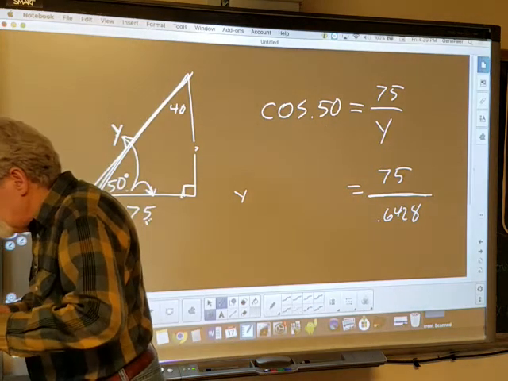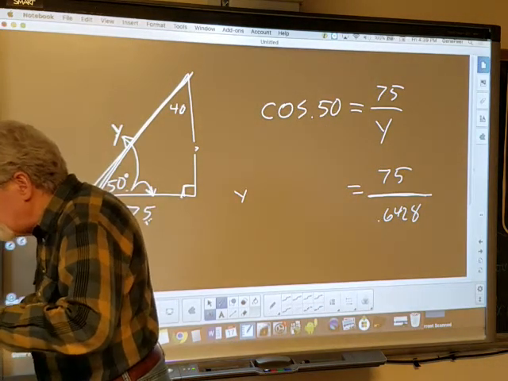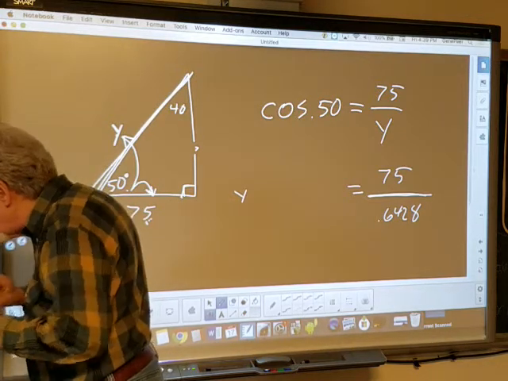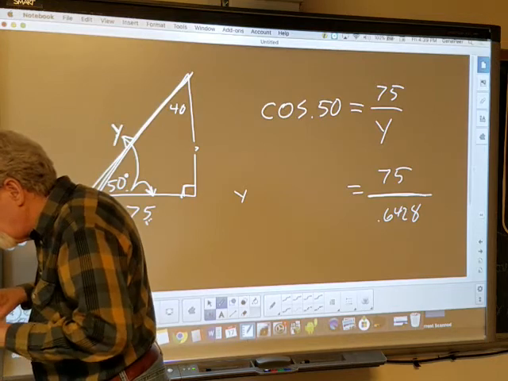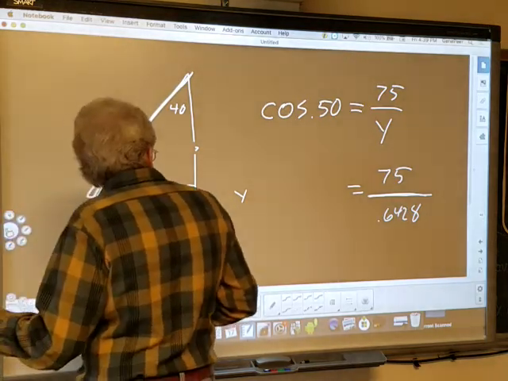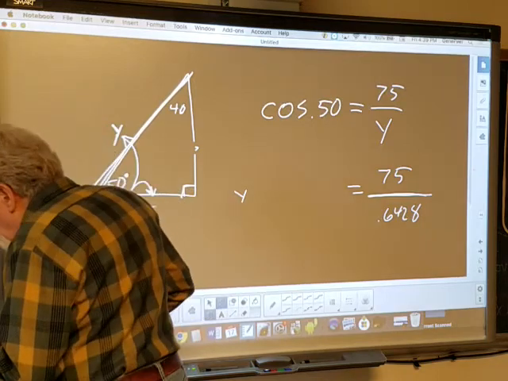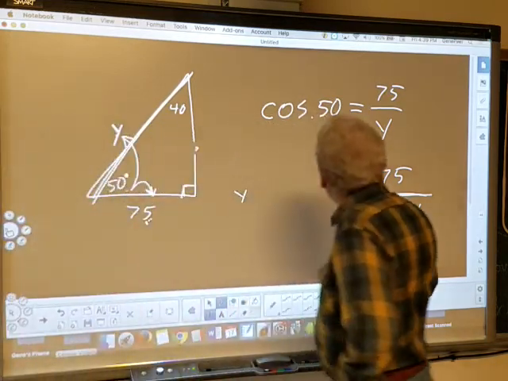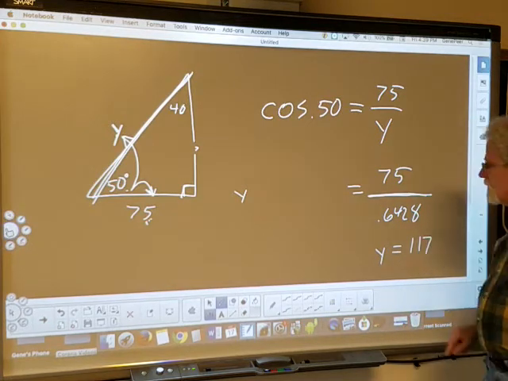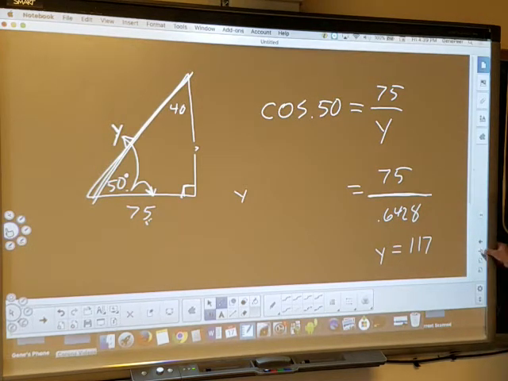And my book says that one turns out to be, if I can find the right problem, I don't even know where it came from. I got it from the book someplace. Oh, there it is. Okay. It turns out to be about 117. So y ends up being about 117, and you're done. And I think that's my last example.